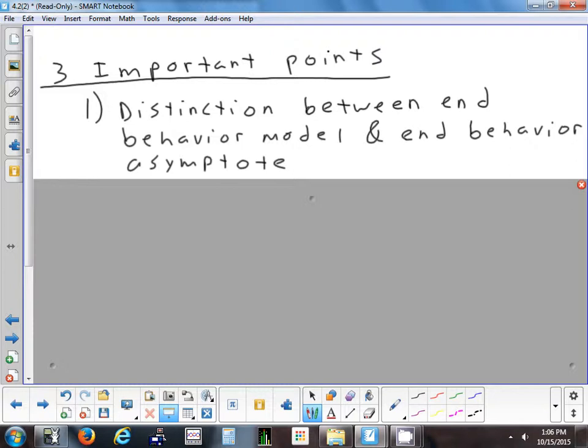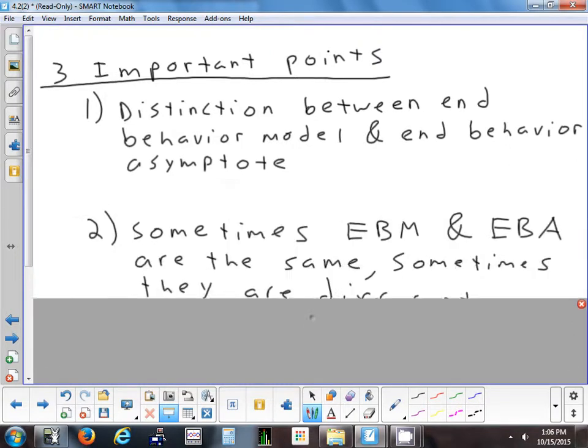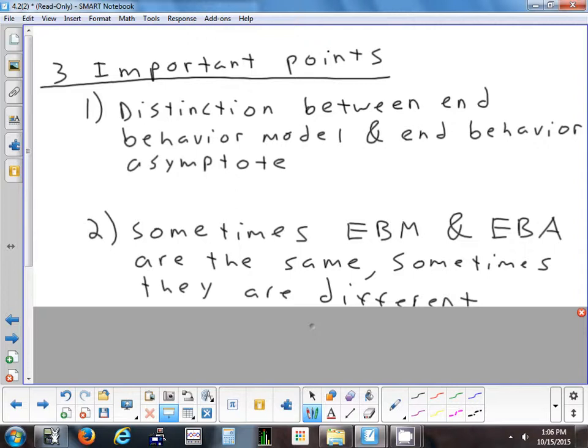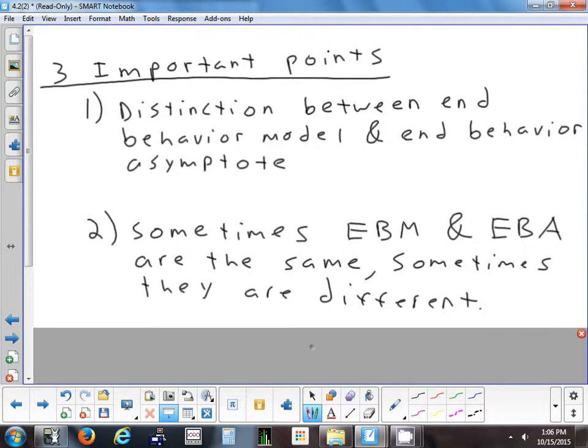Only use end behavior asymptote when the degree of the numerator is bigger than the denominator. Sometimes the end behavior model and end behavior asymptote are the same. Sometimes they're different. Depends on the problem. Make sure you know the difference in how you find each one.